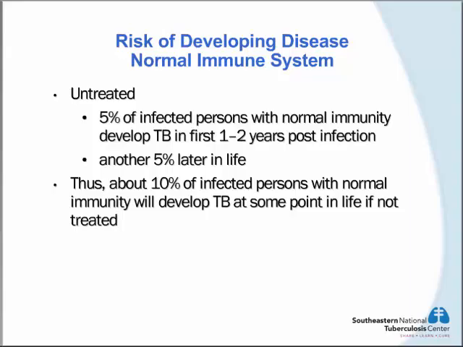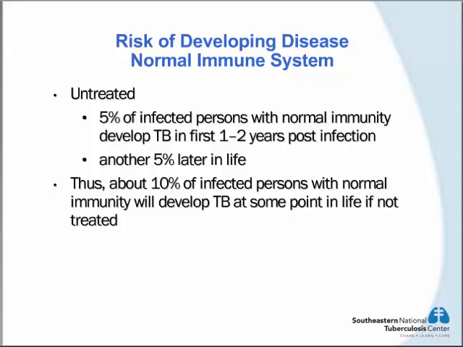Now, not everybody that has acquired the infection, so latent TB infection, develops TB disease. In a person that has a normal immune system and has TB infection, if it is left untreated, about 5% of these people with normal immunity will develop TB in the first 2 years after the infection, and then they have a risk of 5% later in life. So 5% in the first couple of years and another 5% later in life.